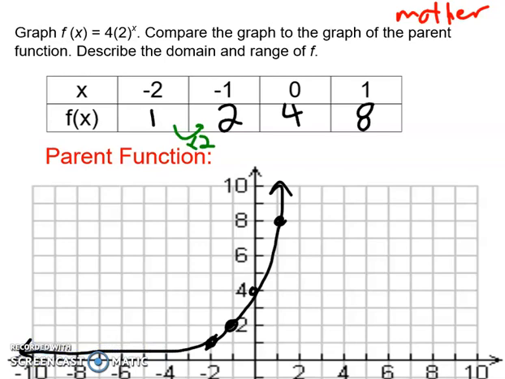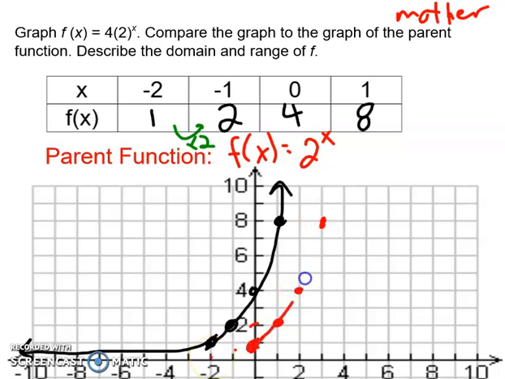Now, the parent function or the mother function is just the given function without an a value. So it's going to be f of x is equal to 2 raised to the x power. And when we graph that, if I use 0, I get 1. If I use 1, I get 2. If I use 2, I get 4. If I use 3, I get 8, 1/2, 1/4.